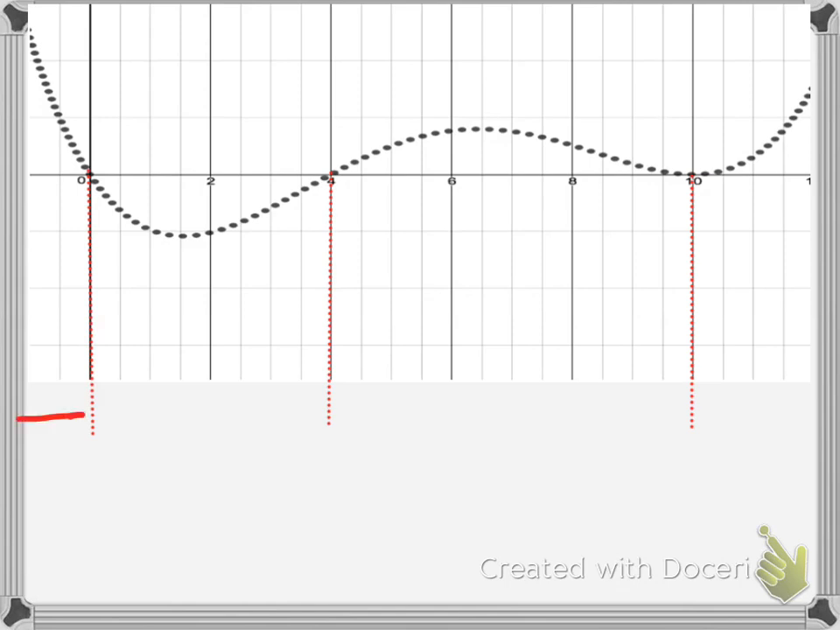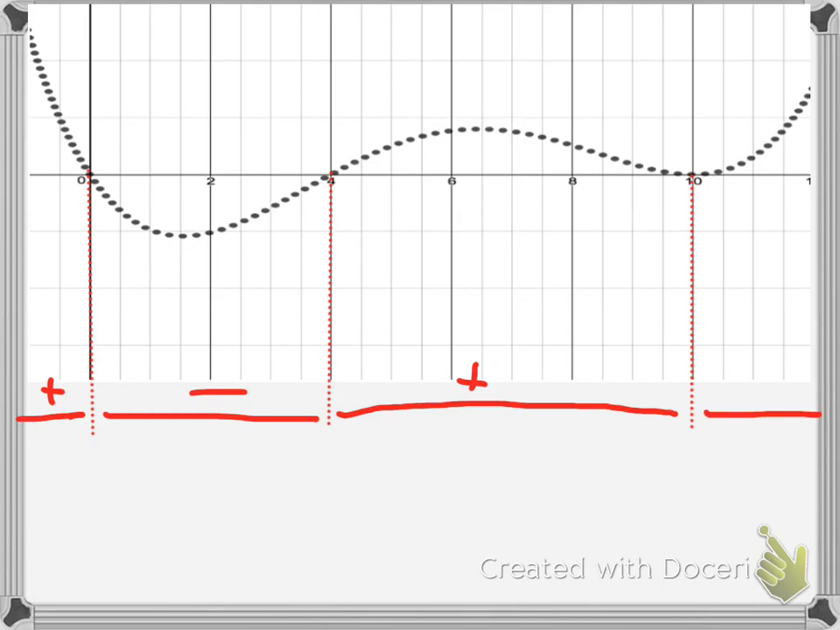So to the left of this critical point, your graph is above the x-axis, means it's positive, which means that your function is increasing. Between 0 and 4, the derivative is below the x-axis, it's negative, so it's decreasing. And then between 4 and 10, it's above, so it's increasing. And then to the right of 10, even though 10 is a critical point, it's still above the x-axis, so it's still increasing.